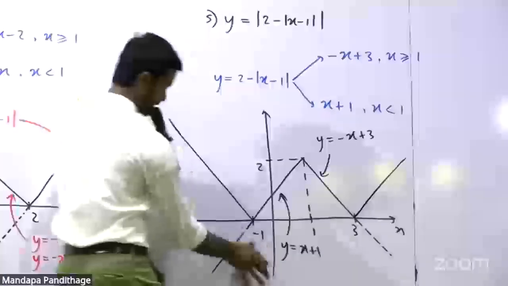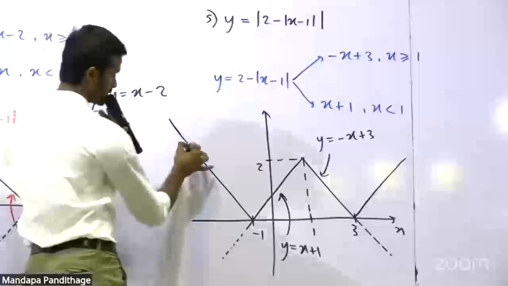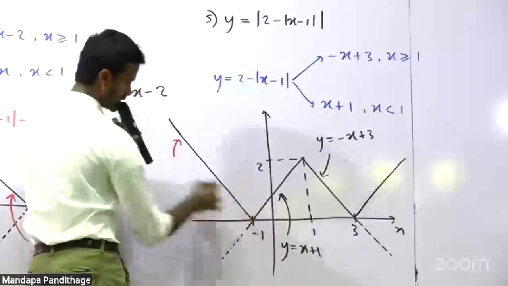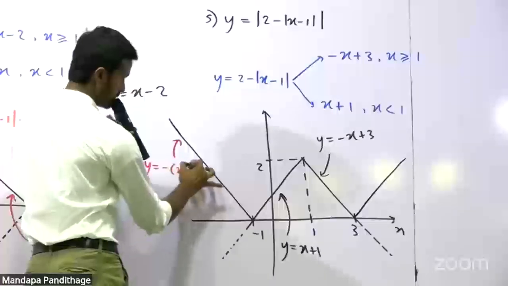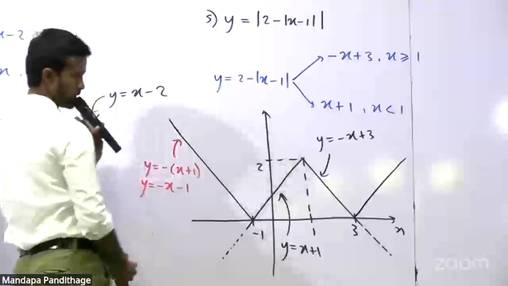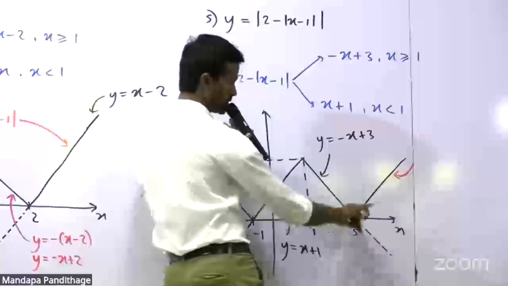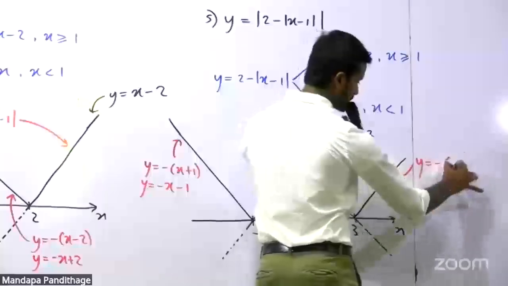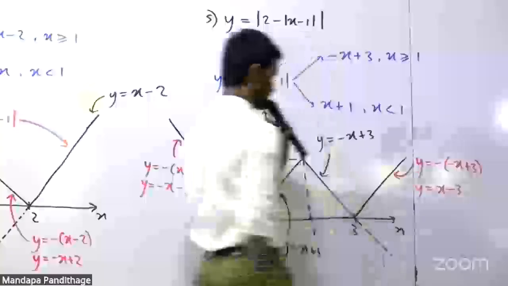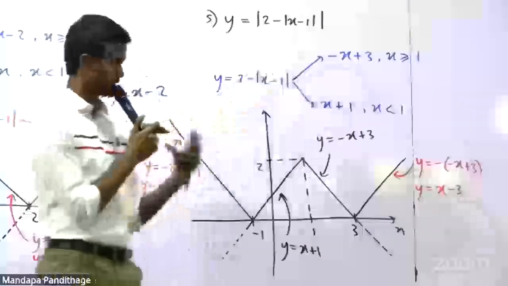If you don't get this one, make sure you write the proper equation. So here, what has been converted to the negative side is this one. It's the minus of x plus 1, which is y equals minus x minus 1. This straight line has been mirrored to the positive side, minus of that, minus x plus 3. So this is y equals x minus 3. Clear? So this graph is the modulus of this.